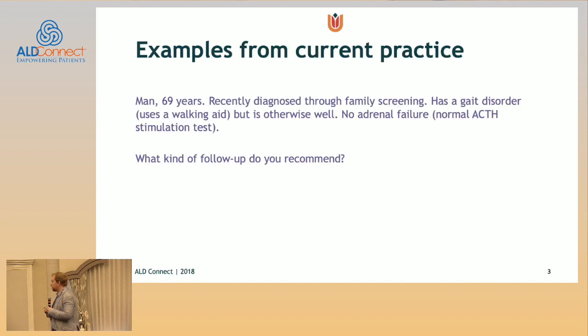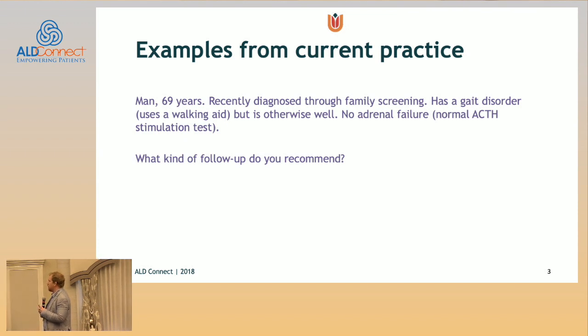So I'd like to start with a few examples from current practice where there is sometimes uncertainty on what the best approach would be. This is a typical story. An older man, 69 years, recently diagnosed because his grandson was diagnosed with ALD. He had not been to the doctor very often, but he does have a gait disorder. He uses a walking aid. He always assumed that was his age, never sought medical help, but he's otherwise well.